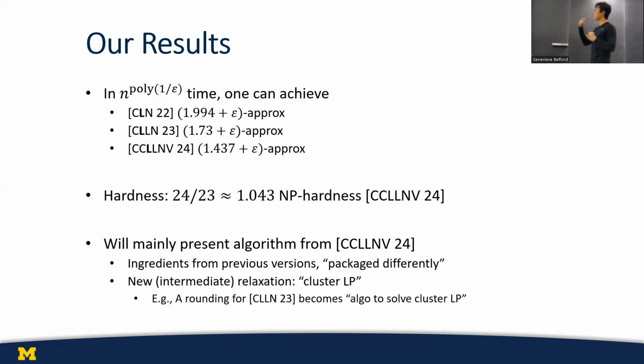And then of course it's a series of 3 papers, but I will mainly present the algorithm from the latest version, which already has all the ingredients from the previous versions, probably packaged differently. So for example, the one central object of this talk will be this thing called the cluster LP. It's again a gigantic LP that has an exponential number of variables, and solving that LP is actually the most technical part of this paper. And the algorithm to solve the cluster LP in this version was actually a rounding algorithm in the previous version. We're going to see this, but that's how we moved around the things.